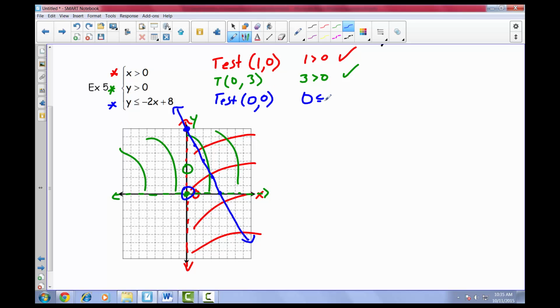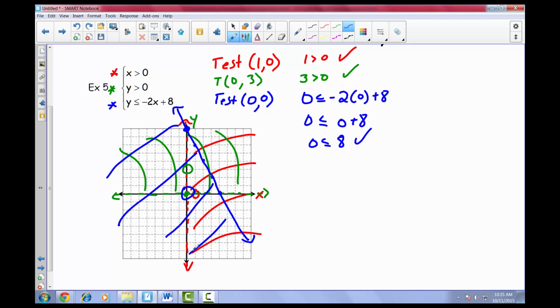Is 0 less than or equal to -2 times 0 plus 8? Well, we'd end up with 0 being less than or equal to 0 plus 8. So is 0 less than or equal to 8? It most certainly is. So because we tried 0, 0, it worked. That means all of these other points would work as well. As a result, when we're looking for our final shaded region, we notice that it's inside of this triangle right here, where they all three overlap.